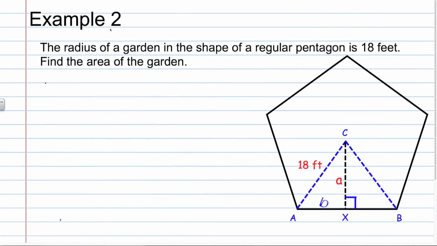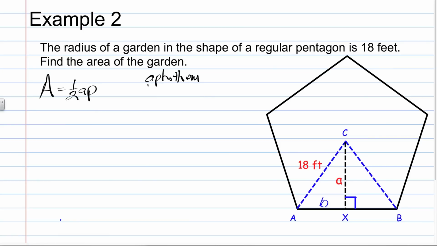In example 2, we're told the radius of a garden in the shape of a regular pentagon is 18 feet. Find the area of the garden. Well, to find the area of the garden, we're going to have to use the area is equal to 1/2 the length of the apothem times the perimeter. Now, this is a much more involved problem because we have to find both an expression with a trig function for the apothem and an expression with a trig function for the perimeter. So let's start by finding something for the apothem.